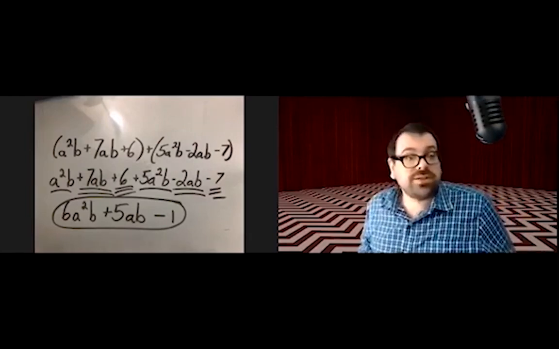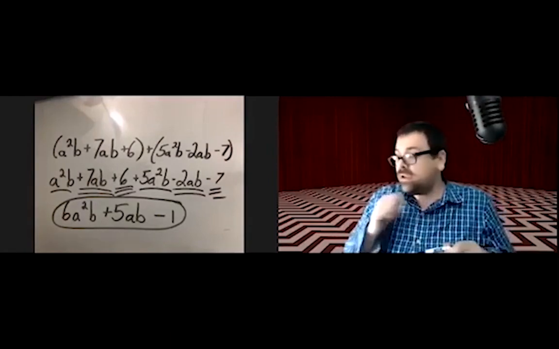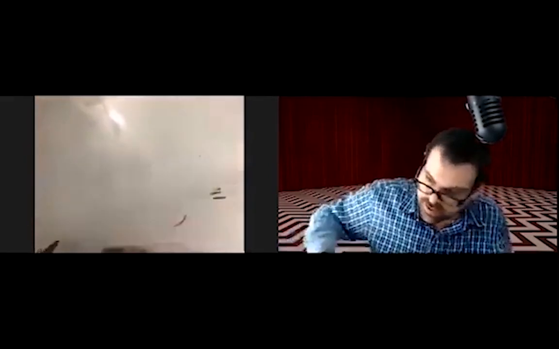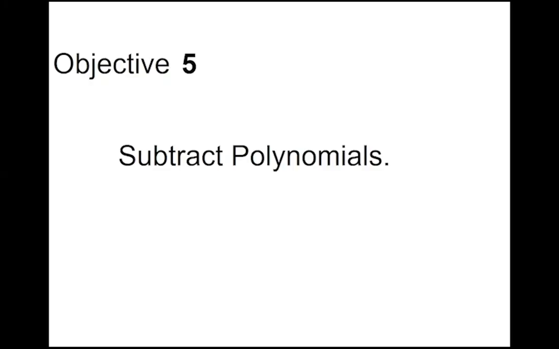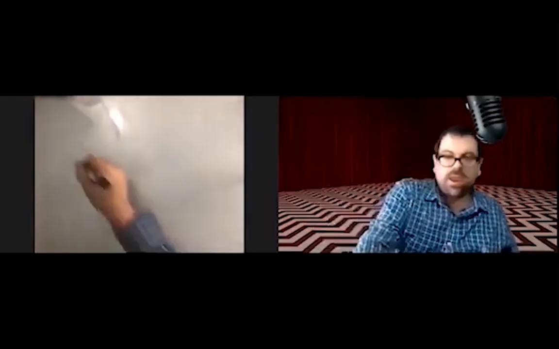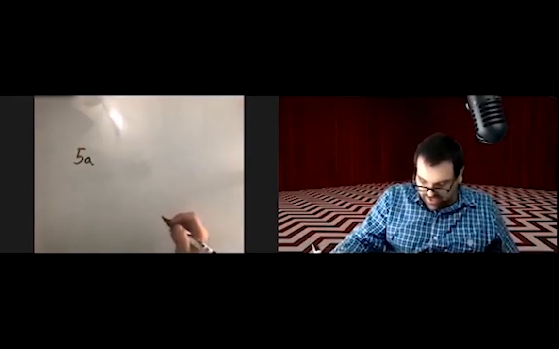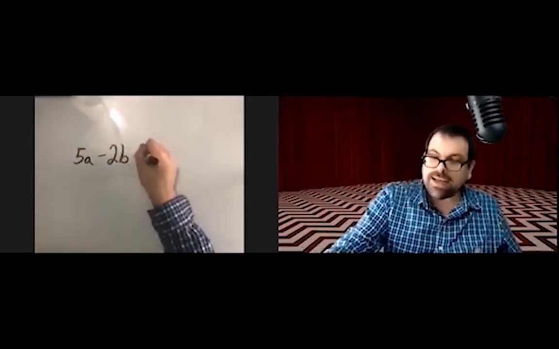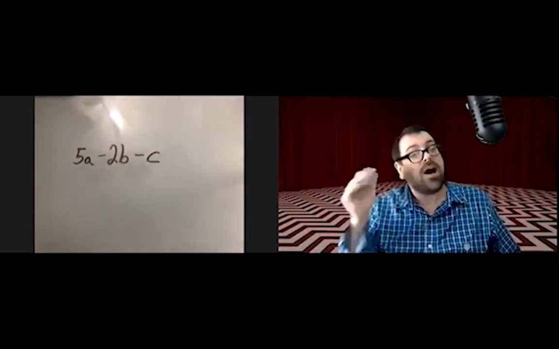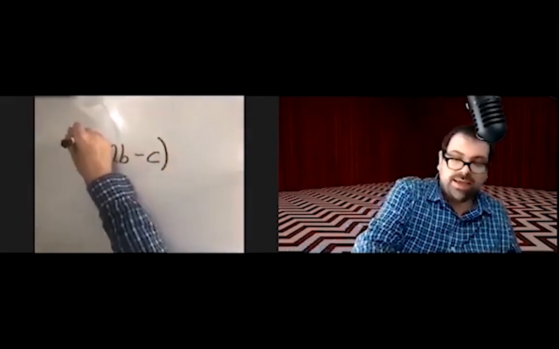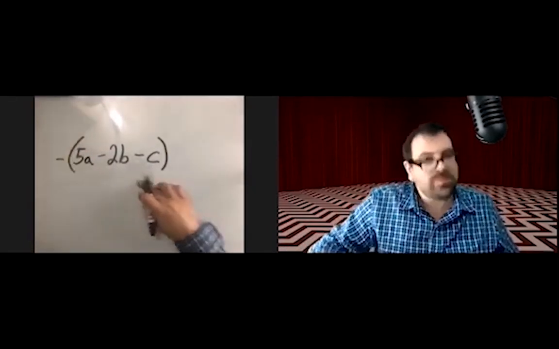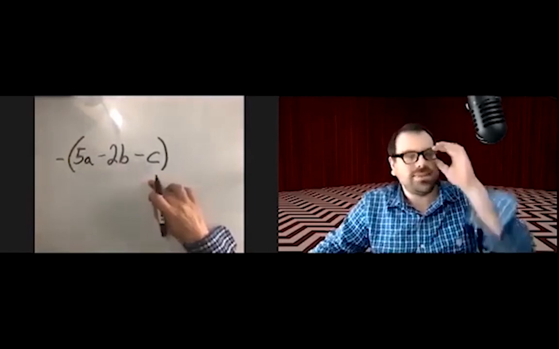Before we do subtraction, let's go ahead and talk about taking the opposite of a polynomial. Objective 5 in this topic is subtract polynomials. If I had 5a minus 2b minus c, and we wanted to take the opposite, that's like taking the opposite of the entire thing. It is taking the opposite of the entire thing.